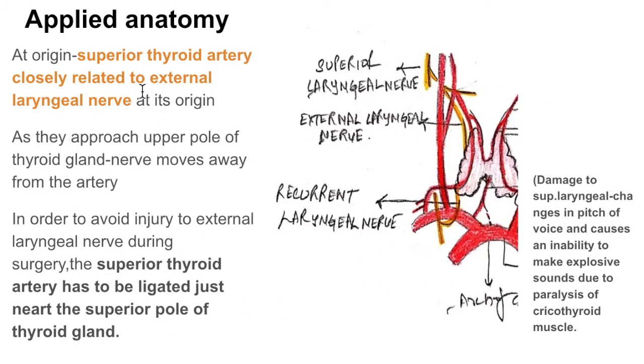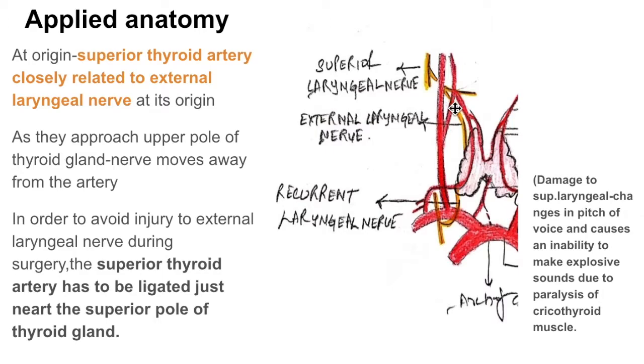Now let's go to the clinical anatomy relevant to the nerves associated. In the superior thyroid artery, as it branches off from the external carotid artery, at its origin, it's closely related to the external laryngeal nerve, which is this nerve. It's a branch of the superior laryngeal nerve from the vagus. So at its origin, they're closely related, but as they approach the upper pole of the gland, they move away.